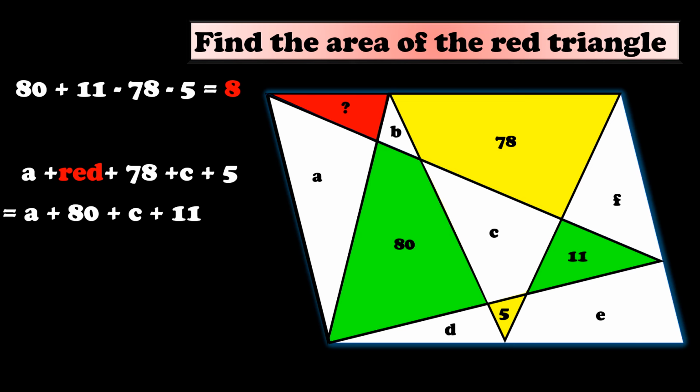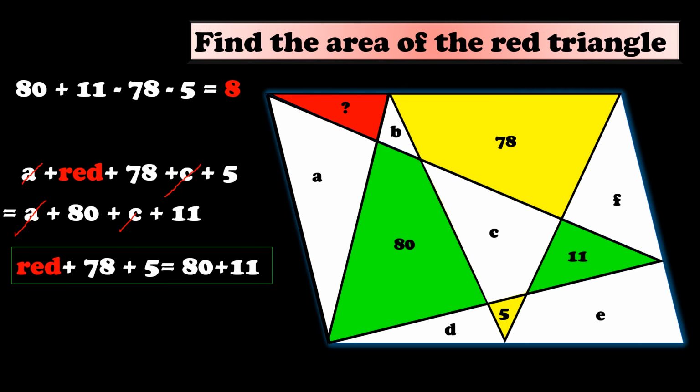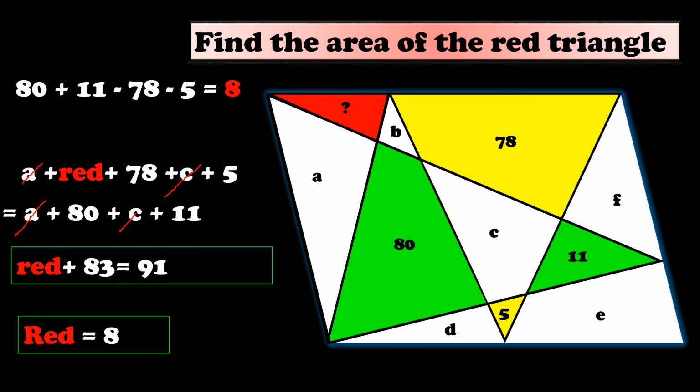And notice here, to now solve this equation, we have A on both sides. So if we divide by A on both sides, the A's will cancel out. We also have C's on both sides. So if we divide by C on both sides, the C's will cancel out. So notice we are going to be left with the red area plus 78 plus 5 equal to 80 plus 11. And all of this will simplify to the red area plus 83 is equal to 91. If we now take away 83 from both sides, we are going to get the red area equal to 8. That's it.